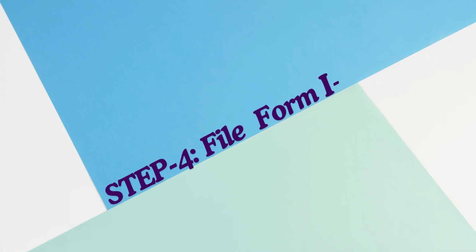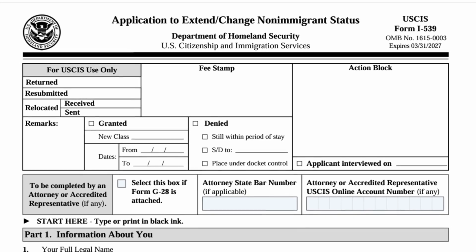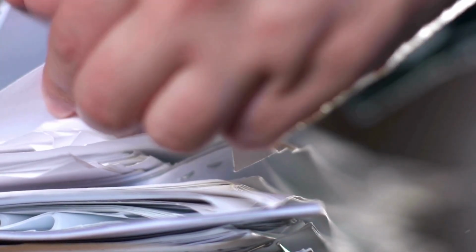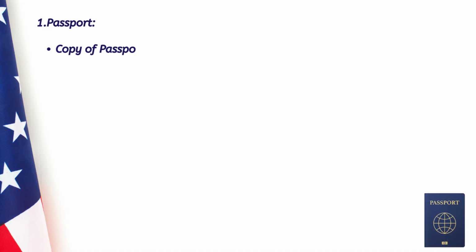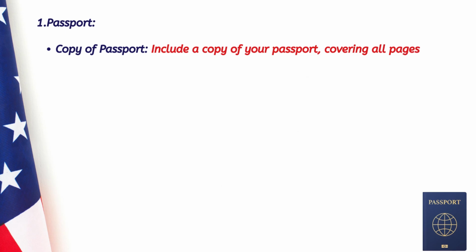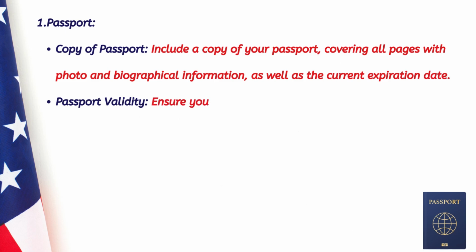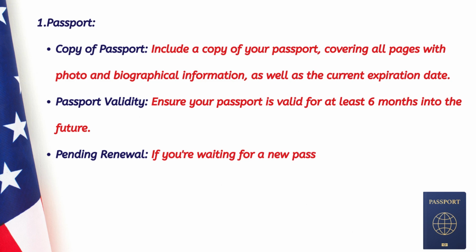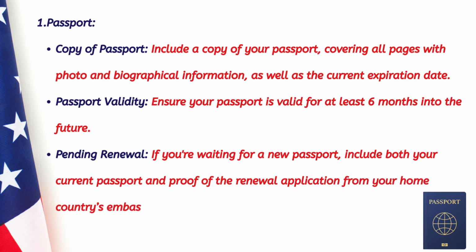Step number 4, filing Form I-539, which is the application to extend or change non-immigrant status with USCIS. Now, when submitting Form I-539, you'll need to provide specific supporting documents to prove your current lawful status. These include number 1, passport. Provide a copy of your passport, including all pages with photo and biographical information and the current expiration date. Ensure your passport is valid for at least 6 months into the future, and if you're waiting for a new passport, include your current passport and proof of renewal application from your home country's embassy or consulate.